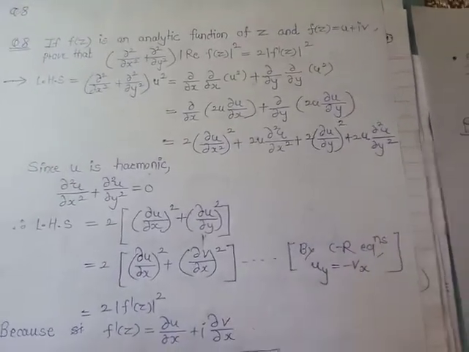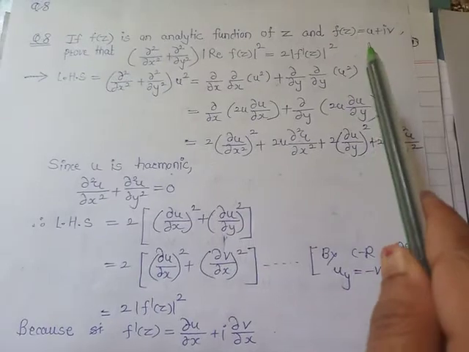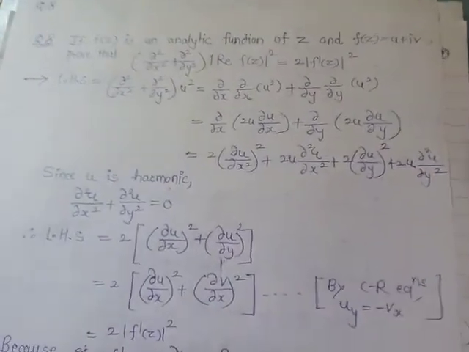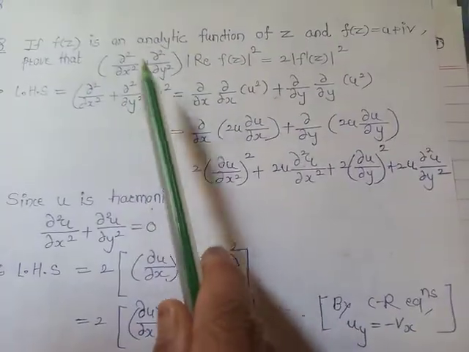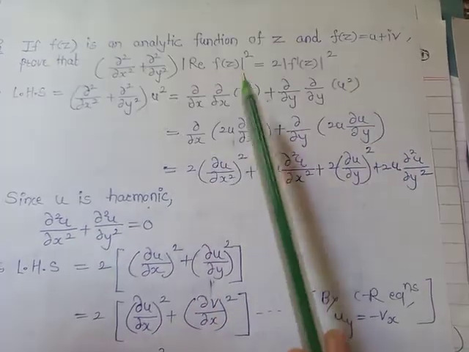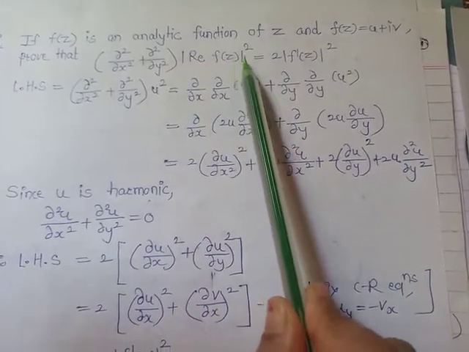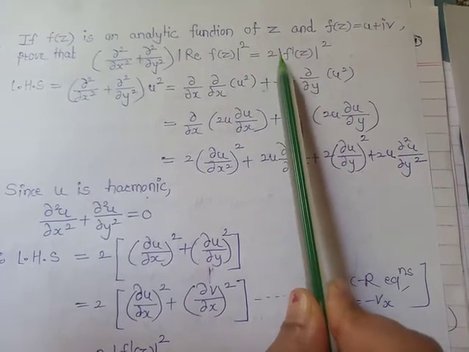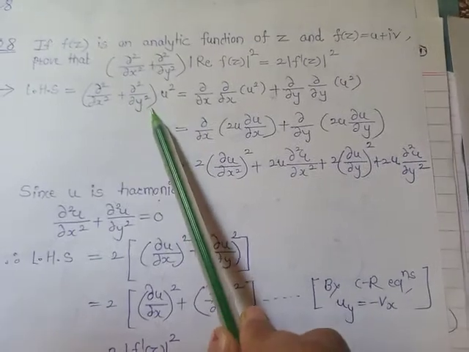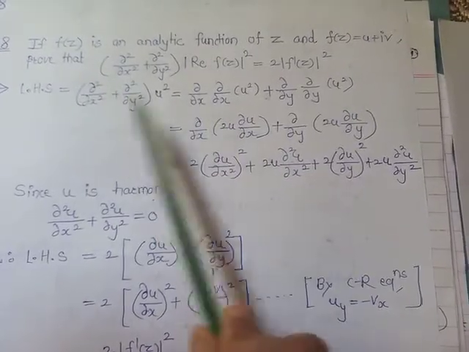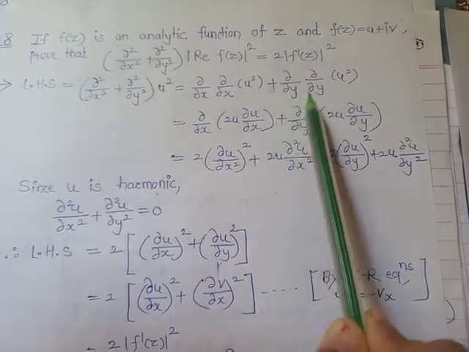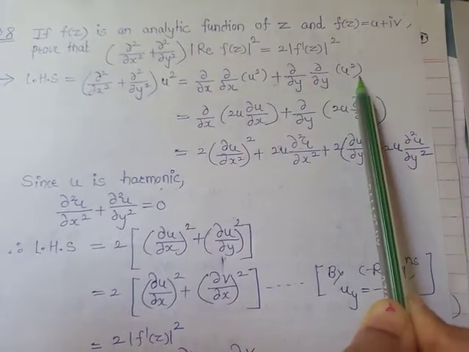If f of z is analytic function of z and f of z is u plus iv, then prove that ∂²/∂x² plus ∂²/∂y² operated on modulus of real part of f of z square equal to 2 modulus f dash z square. Now consider left hand side. If we simplify this, then we can write ∂/∂x 2 times operated on u square and ∂/∂y 2 times operated on u square.